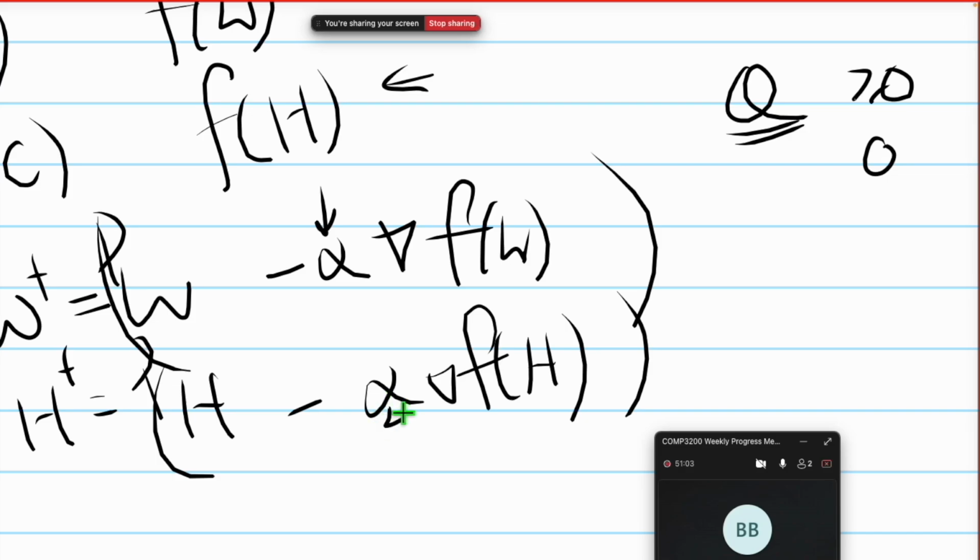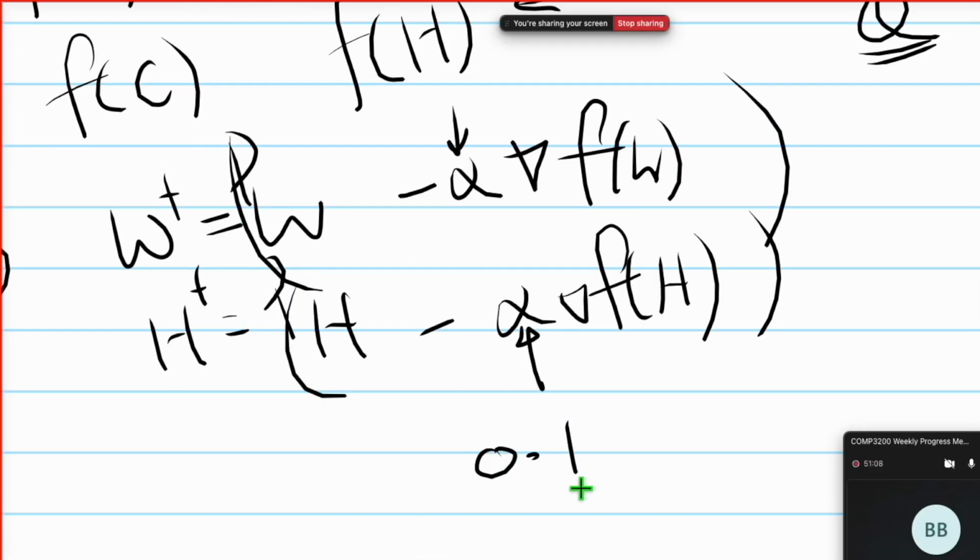How do you choose this number? You try it with 0.01. Doesn't work, then you try 0.01. If it doesn't work, you just do this. This has a name called line search.